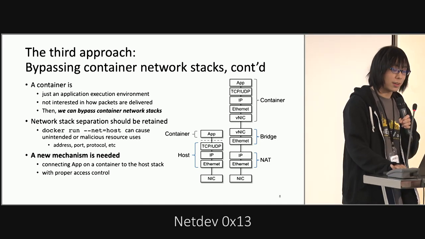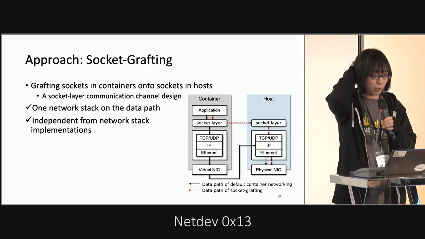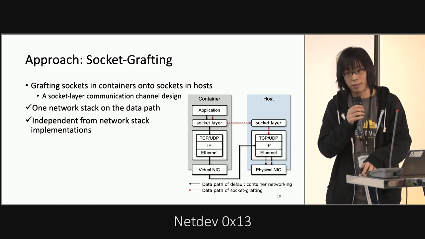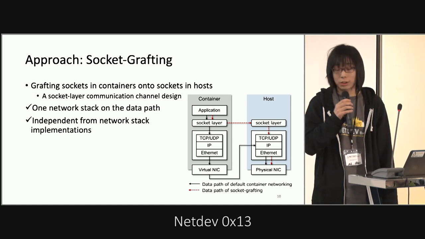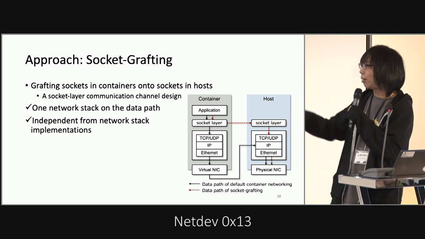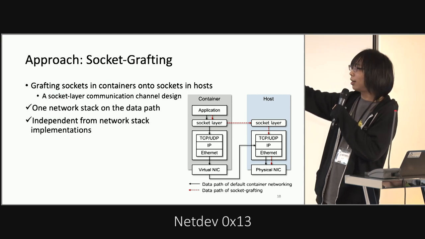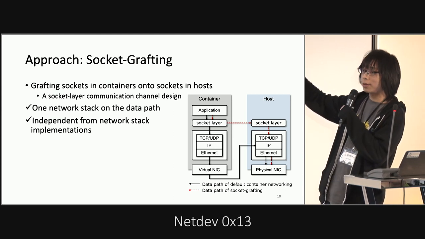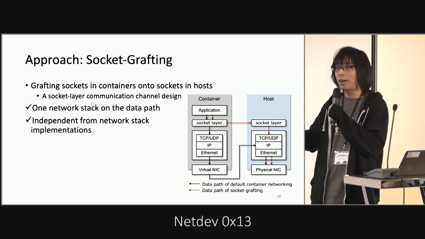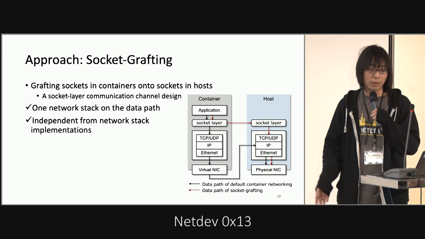We know there is the socket layer, so our approach is socket grafting. It grafts the sockets in the containers onto the sockets in the host network stack. This picture illustrates the data path of socket grafting. The application sends data to the socket layer by socket-related system calls. Then the data is transferred to the socket layer in the host network stack and processed by the host network stack. So there is one network stack, and no overhead due to the container network stack architecture.